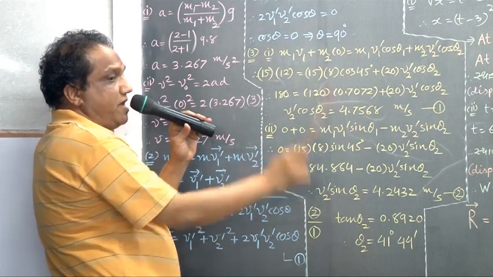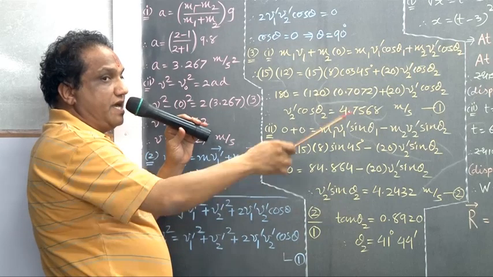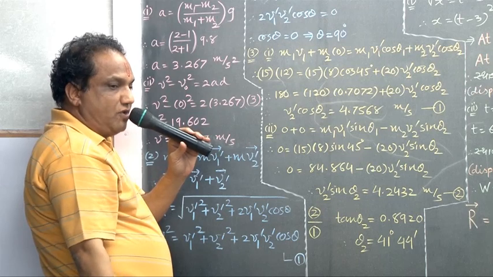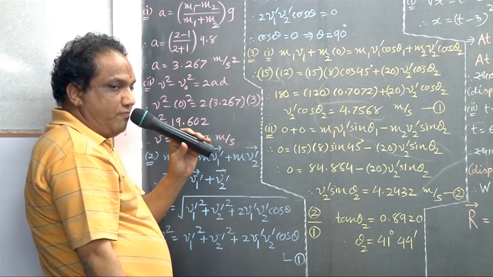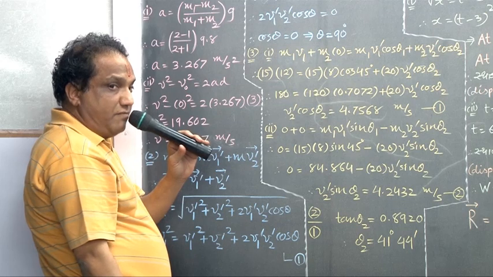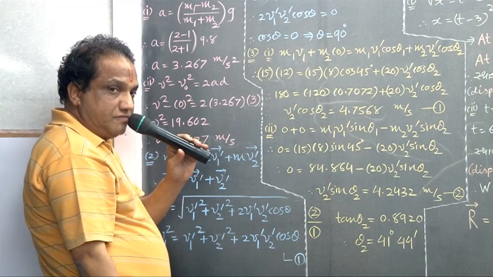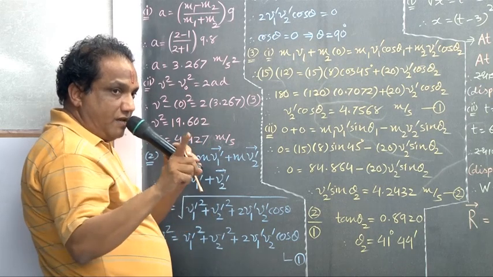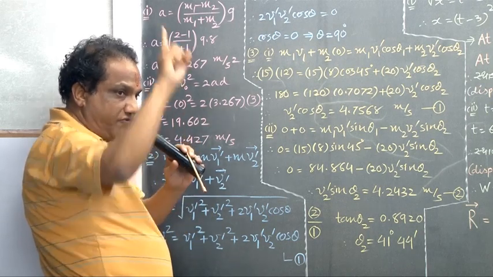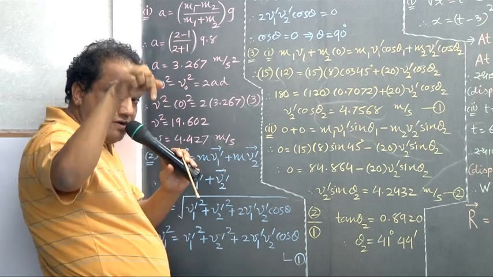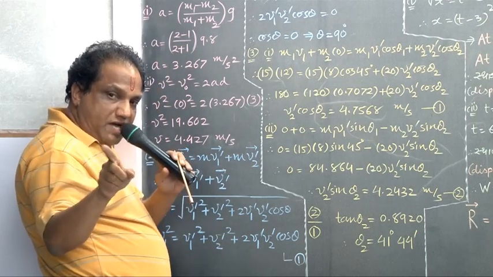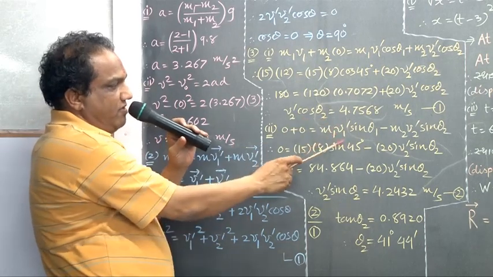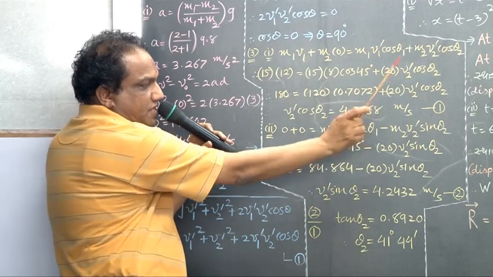Just compare the momentum on y-axis initially and after the collision. Have you written that equation? Yes. 0 plus 0 equals m1 v1 dash sin theta 1 minus m2 v2 dash sin theta 2. Why minus? Find the momentum of first body along positive y-axis, and find the momentum of second body along negative y-axis. That's why minus. Look here, 0 plus 0, the same equation is written here: m1 v1 dash sin theta 1 minus m2 v2 dash sin theta 2.